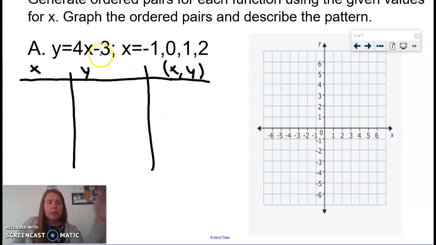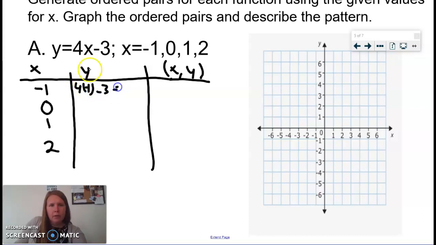All right. So I'm going to plug in. They want me to solve this graph for x is -1, x is 0, x is 1, and x is 2. So I'm going to plug it into this equation right here. So I'd have 4 times negative 1 minus 3. That will give me what y is. So 4 times negative 1, okay, negative 4 minus 3, negative 7. So now I have negative 1 and negative 7. And that's my ordered pair.